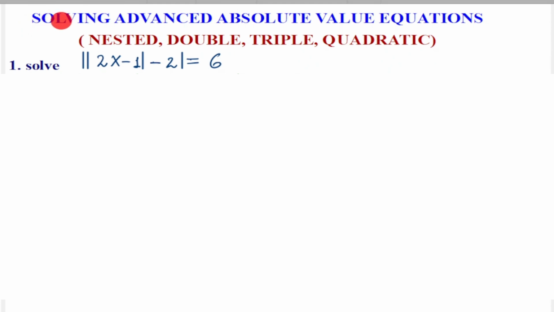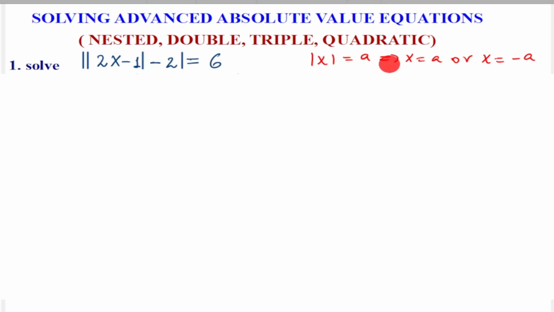In this video, we are going to discuss solving advanced nested, double, triple, and quadratic absolute value equations. 1. Solve the absolute value of the absolute value of 2x minus 1, minus 2, is equal to 6. This is a nested absolute value equation. We use the definition of absolute value of x to solve this nested absolute value equation.